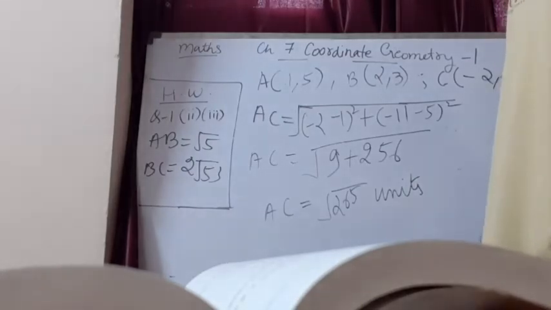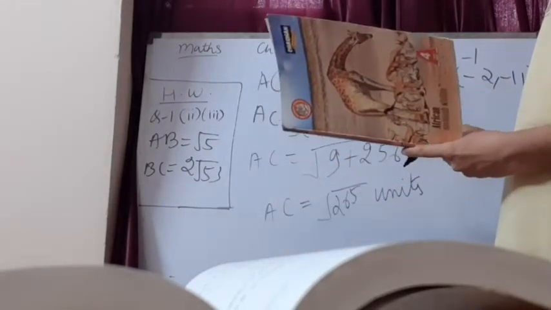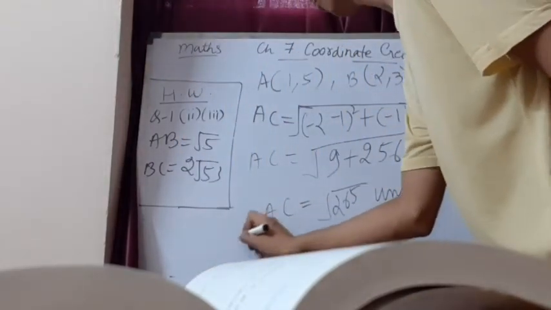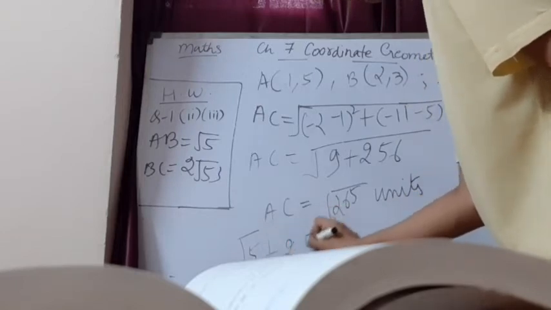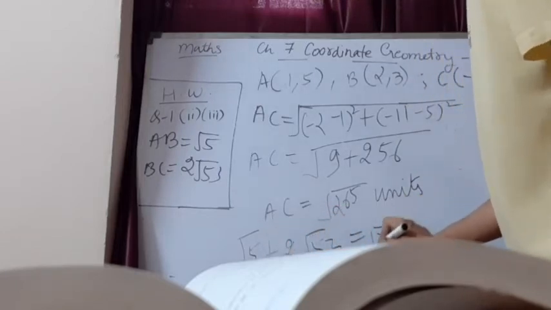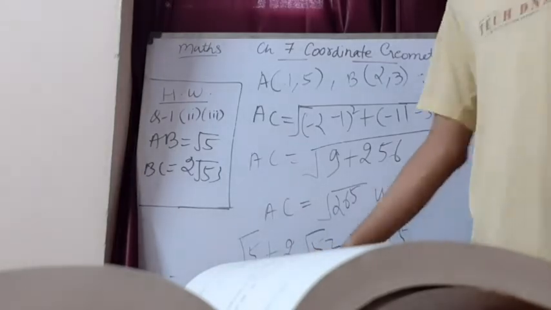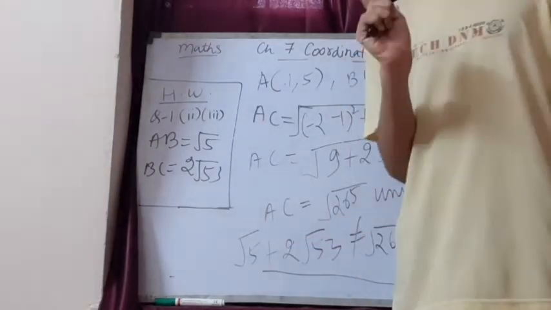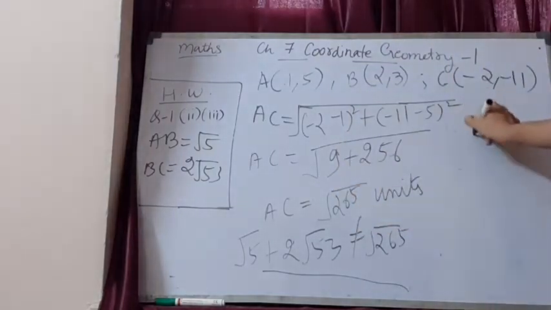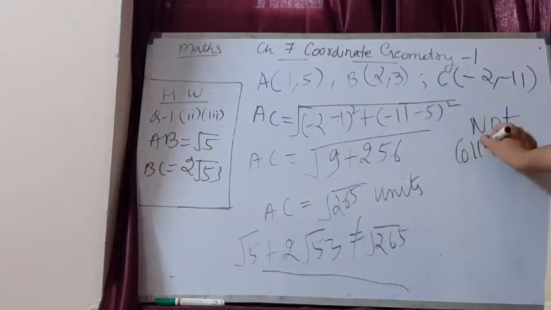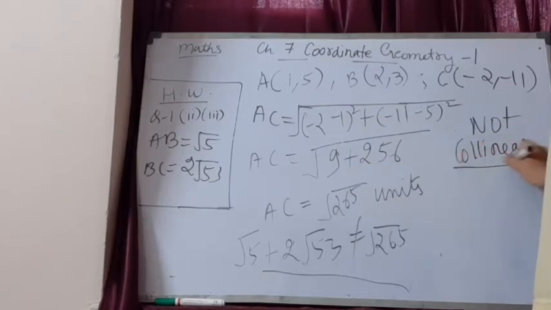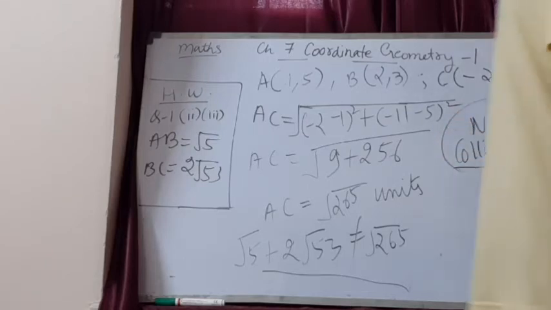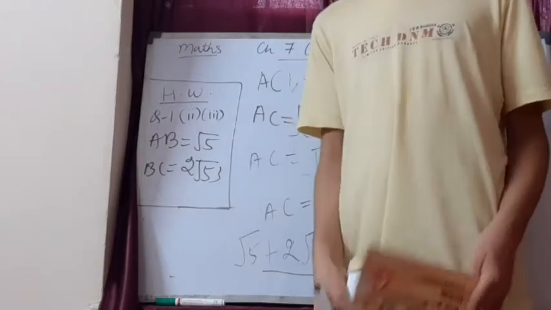So we have found out the distance AC. So do you think that root 5 plus 2 root 53 is equal to root 265? Do you think this? One second. No, it is not equal. It means that these points are not collinear. So with this, we finished with this question as well.